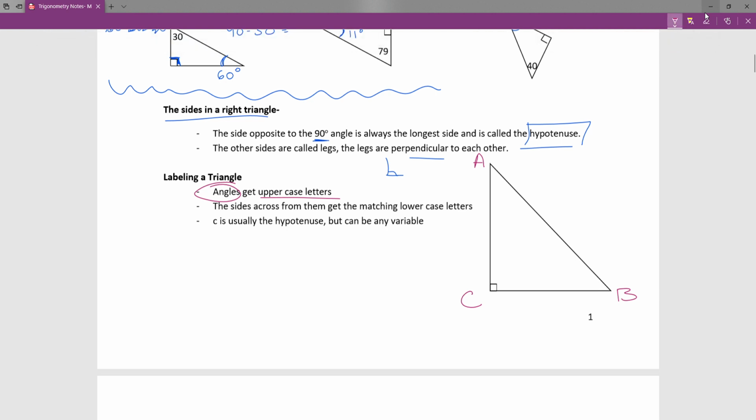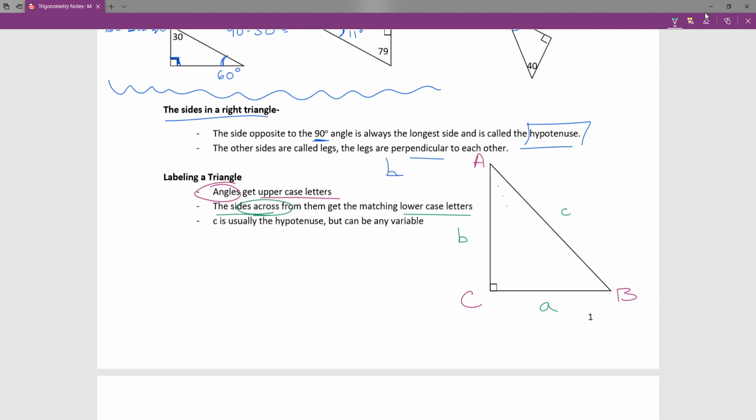Now, if I wanted to label the sides of this, the sides get matching letters, but this time lowercase letters, and it's across from. And so across from A would be side A. Across from C would be side C, and across from B would be side B. So that convention of angles getting the uppercase letters and sides getting the lowercase letters, and that idea of going across from the angles to give the letter of that corresponding side.